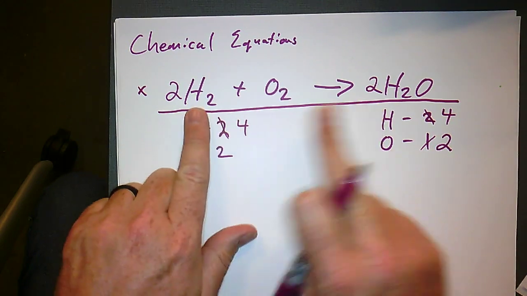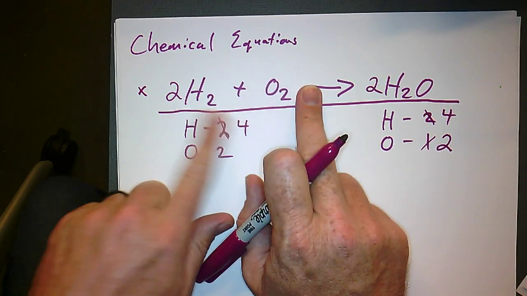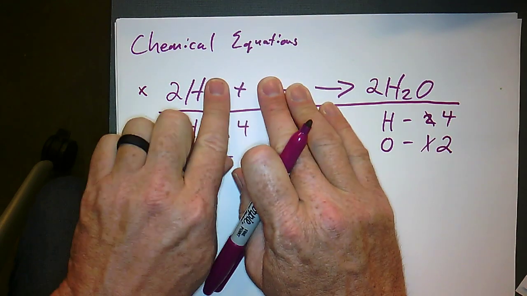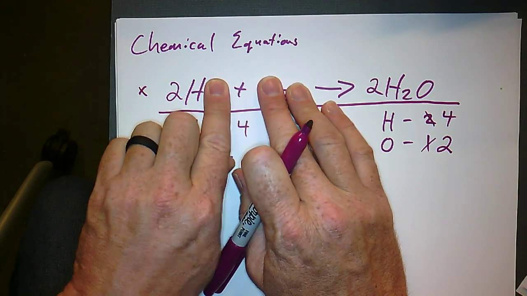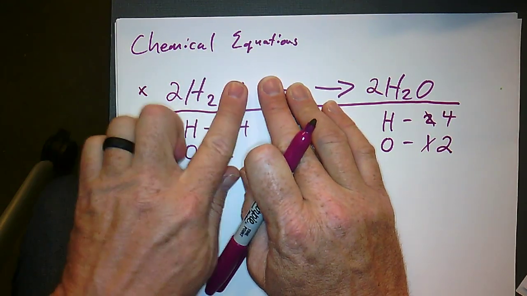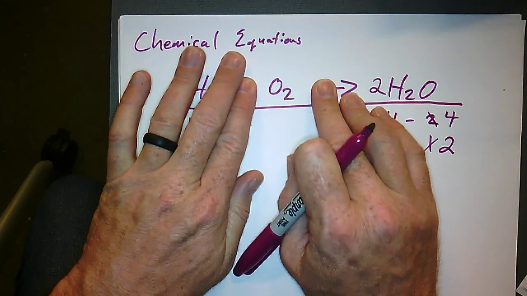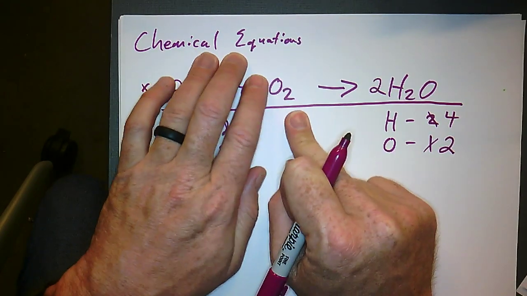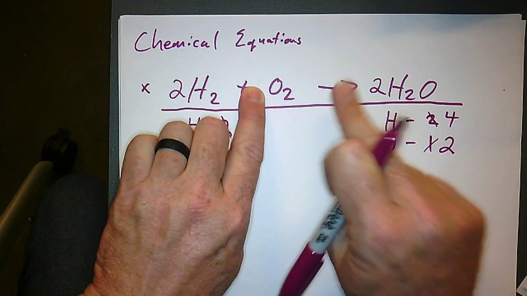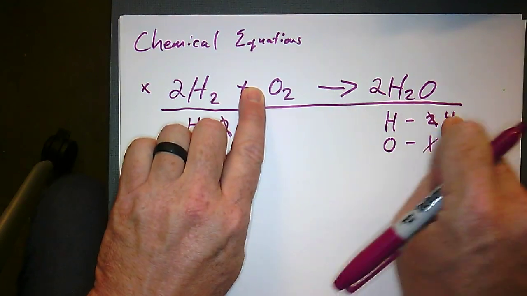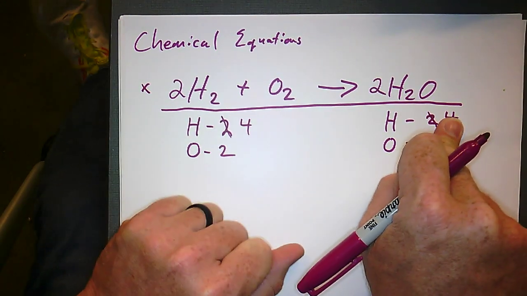All right? And just like in algebra, if these were variables, the coefficient stops at the next sign. So I have a plus, so 2H2 plus. The 2 doesn't go any farther. 1O2, we just don't show the 1. If I had to put a number here, it would stop at the yield sign, and then 2H2O. Does that make sense? All right.